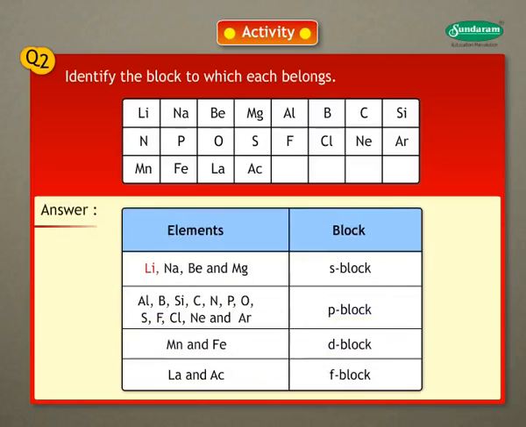Answer. Lithium, sodium, beryllium and magnesium belong to S block. Aluminium, boron, silicon, carbon, nitrogen, phosphorus, oxygen, sulfur, fluorine, chlorine, neon and argon belong to P block. Manganese and iron belong to D block. Lanthanum and actinium belong to F block.